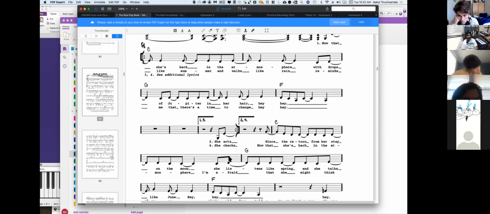So basically this is not suspending a chord tone over the beat, causing it to become a non-chord tone. This is basically anticipating the chord tone a little early. So this is an anticipation.